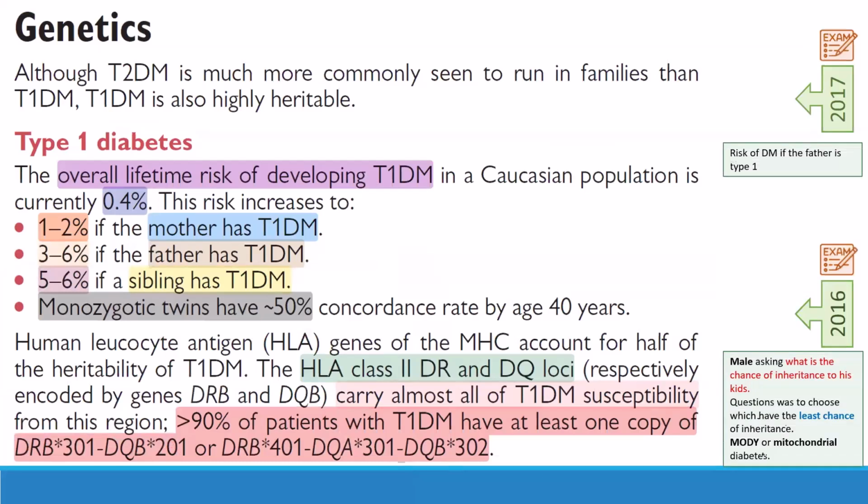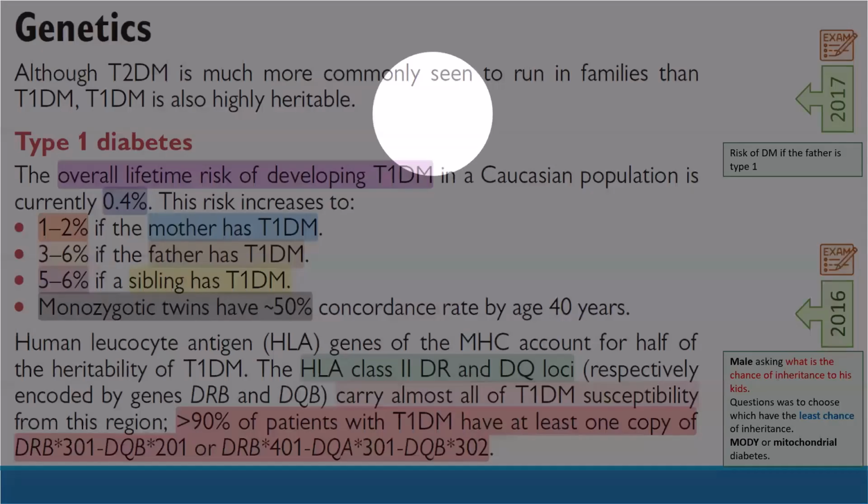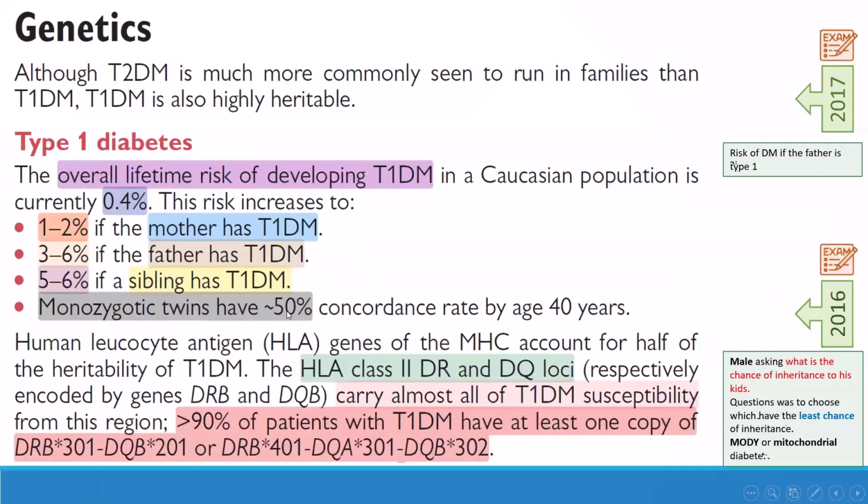As I mentioned, this is very, very important and very repeated in previous exams. If the mother is type 1, the risk is 1 to 2%. If the father is type 1, the risk is double, 3 to 6%. If we have a sibling with type 1 diabetes mellitus, the risk for other children will be 5 to 6%. In monozygotic twins, the risk will be 50%. Don't forget that. This is for type 1. For type 2, the risk is much higher.